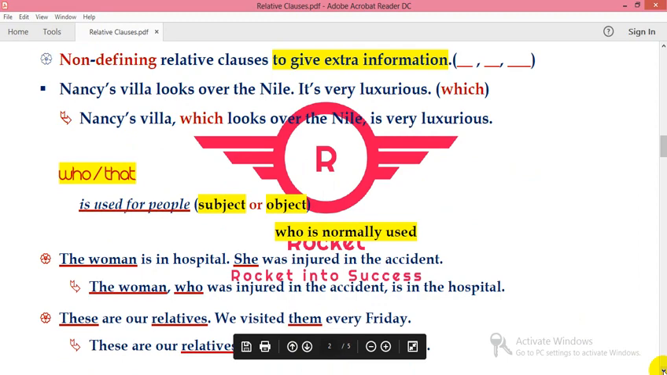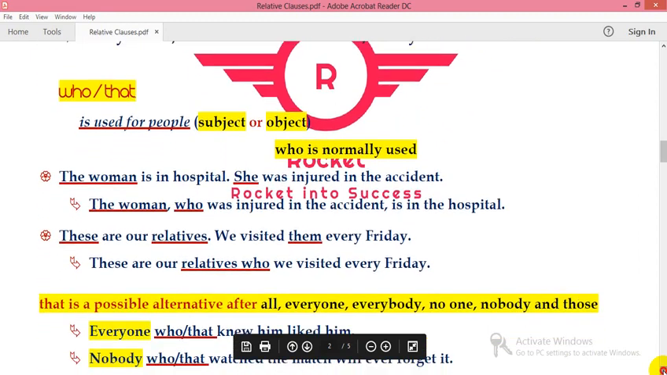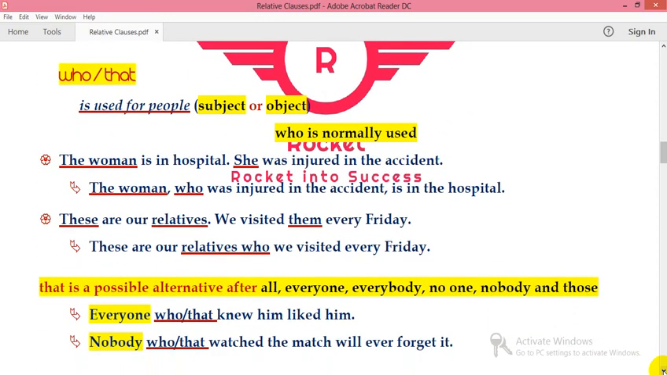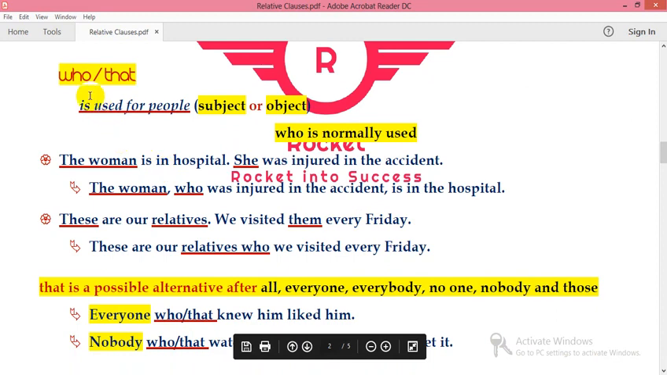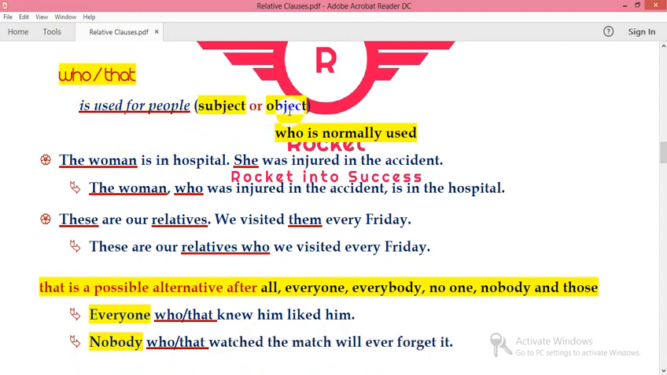What are the relative pronouns in detail? Let's start with who. Who is used for people, either subject or object. The woman is in hospital. She was injured in the accident. The woman who was injured in the accident is in the hospital.